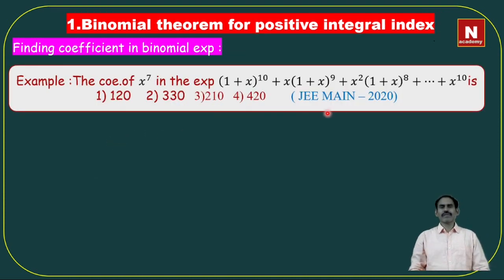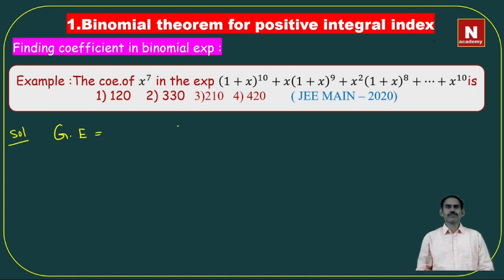This is another previous JEE Main 2020 question. The coefficient of x power 7 in the expansion of (1 plus x) whole power 10 plus x into (1 plus x) whole power 9 plus x square into (1 plus x) whole power 8, and so on up to x power 10, is required. So write the given expansion.